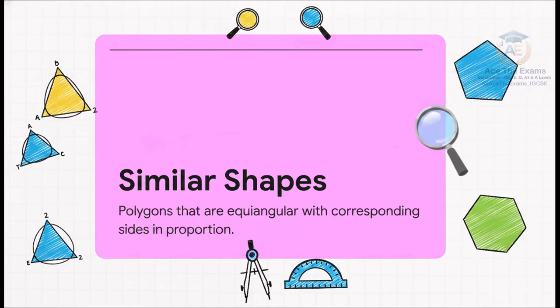First, they must be equiangular, which just means all their corresponding angles are exactly the same size. Second, their corresponding sides must be in proportion. Now, what's really interesting is that for triangles, just having the same angles is enough. If a tiny triangle and a giant triangle have the exact same angles, they are mathematically guaranteed to be similar.